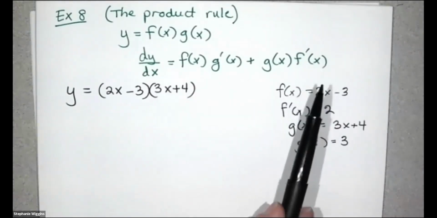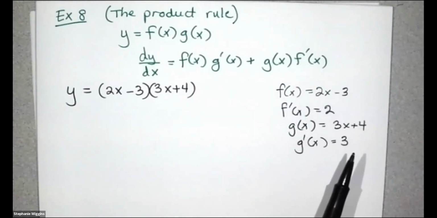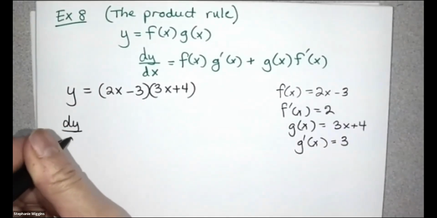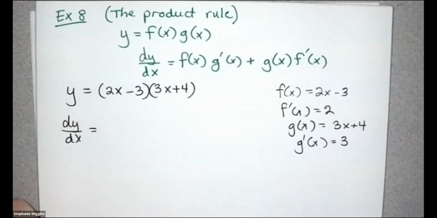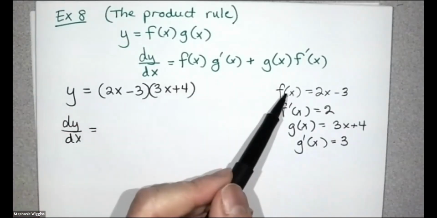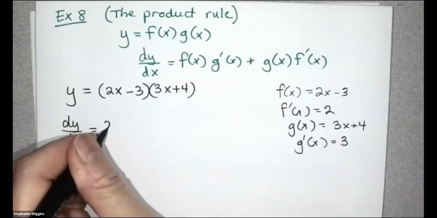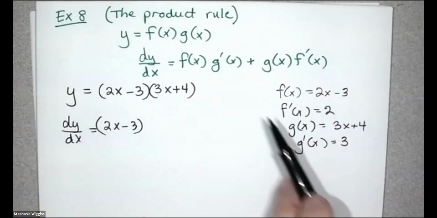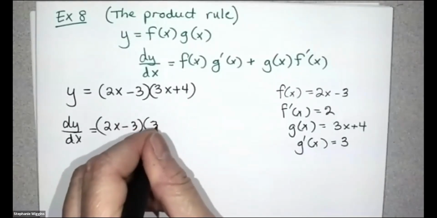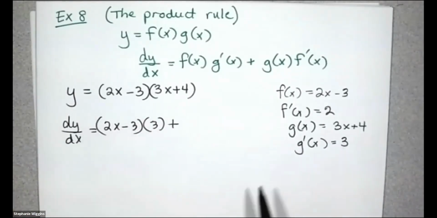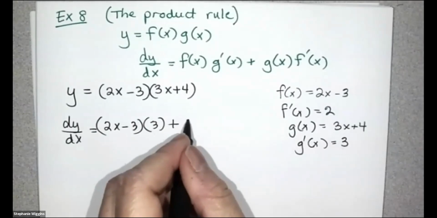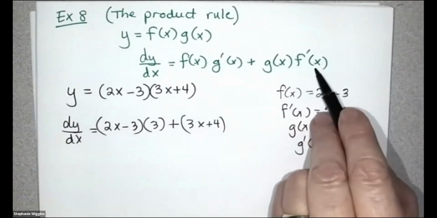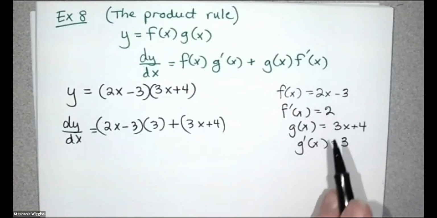Now it's just a matter of plugging in these functions. So the derivative dy dx is f of x times the derivative of g, which is 3, plus g of x, which is 3x plus 4, times the derivative of f, which is 2.